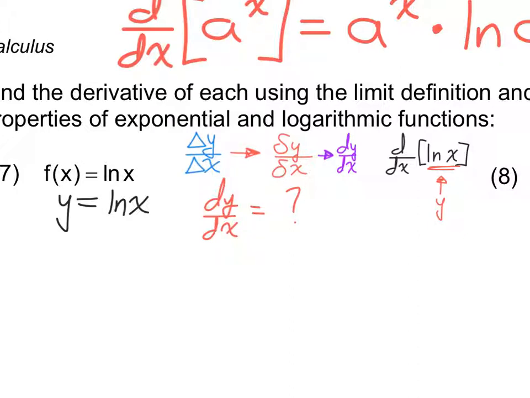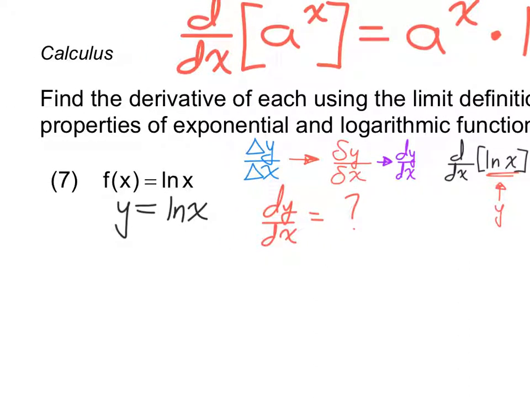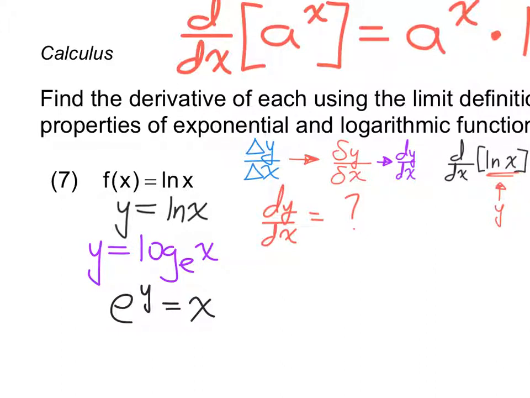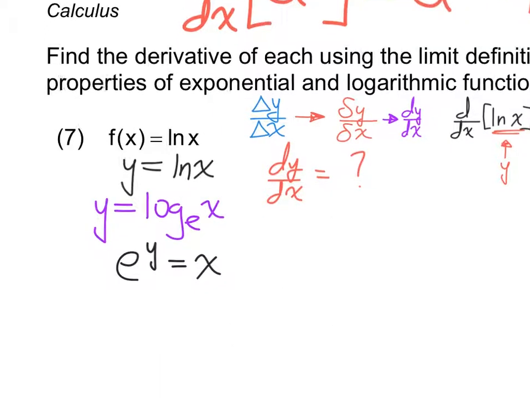But anyway, what we want to do is somehow find the derivative of this without using the limit definition. I happen to know a thing or two about logarithms, and so do you. One thing would be, hopefully, that ln of x is the same as log base e of x. All right. That equates to, if I put it in exponential form, e to the y equals x.